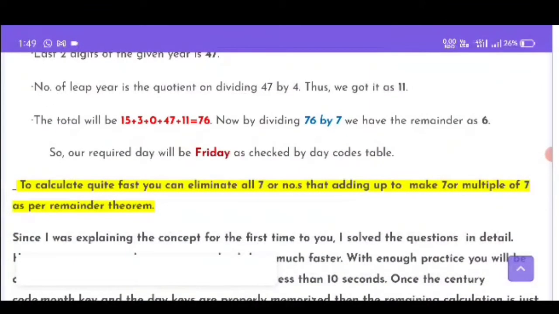Then the total will be 15 plus 3 plus 0 plus 47 plus 11 equal to 76. Now on dividing 76 by 7 we have the remainder as 6. So our required day will be Friday, as checked by the day codes table.